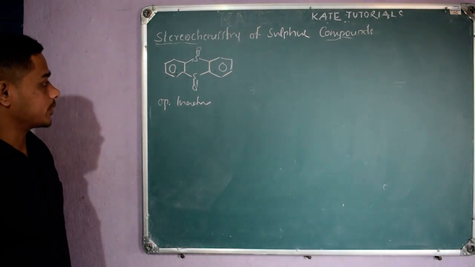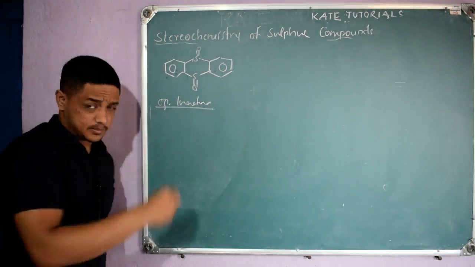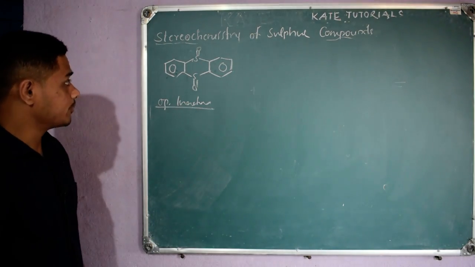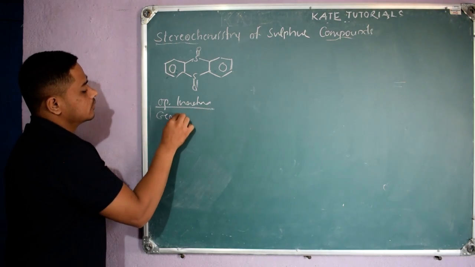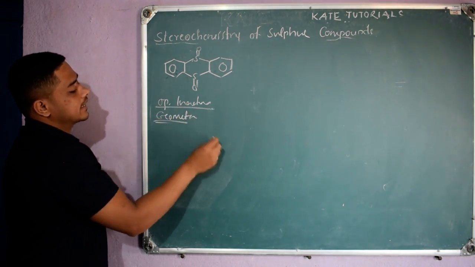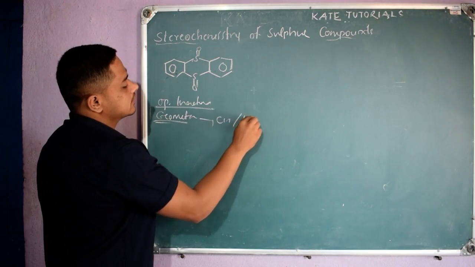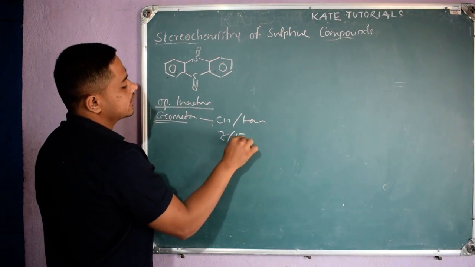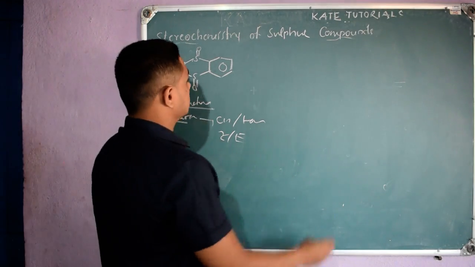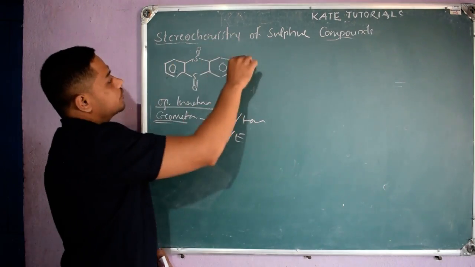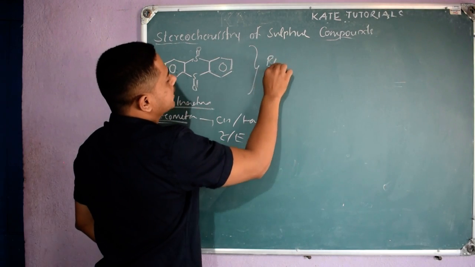right? It will be optically inactive because some symmetry elements will be there, because of which it will exhibit geometrical isomerism. So what is this geometrical isomerism? That is nothing but cis or trans, or we can call it Z or E isomerism, right? So how will it exhibit? If I write the structure, you will get it. So this molecule will be in both conformations.